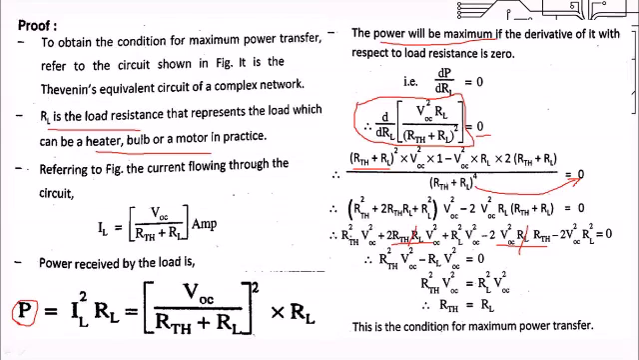So what is remaining? RTH square VOC square minus 2 VOC square RL square plus RL square VOC square, that is minus RL square VOC square, is equal to 0. Shift this RL square VOC square term to the right hand side, and you will get RTH square VOC square is equal to RL square VOC square. Here VOC square gets cancelled, and taking the square root on both sides you will get the condition RTH is equal to RL, and this is the condition for maximum power transfer.